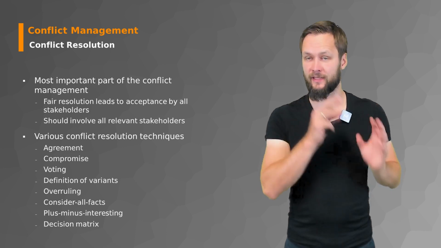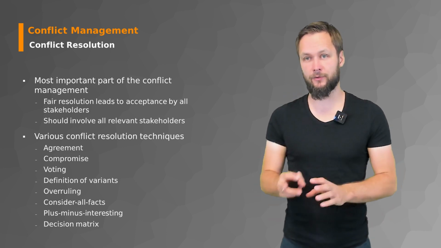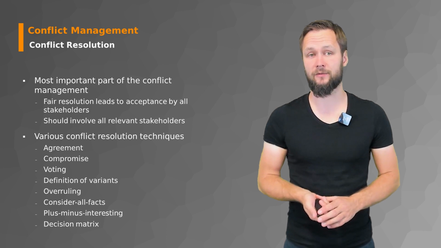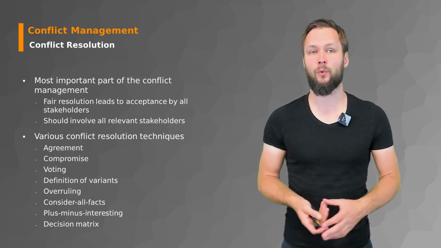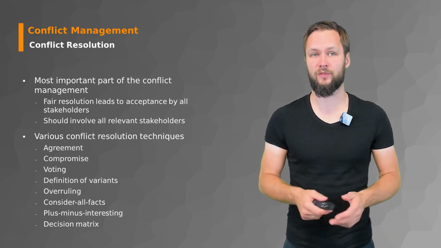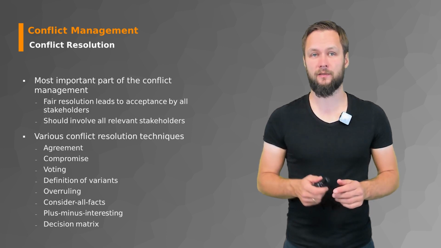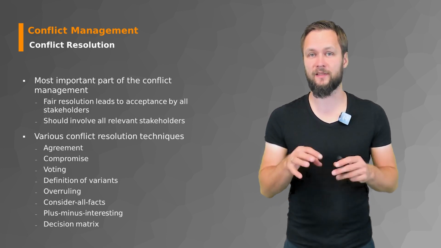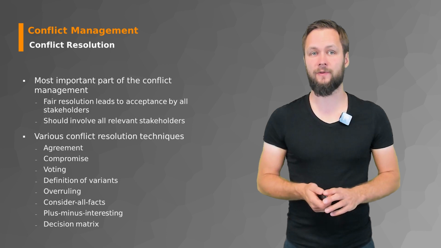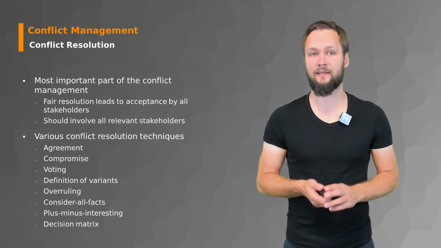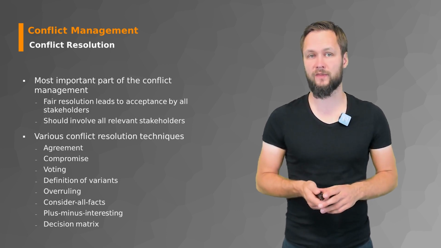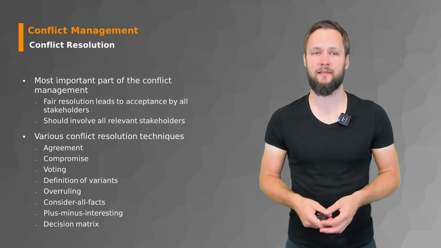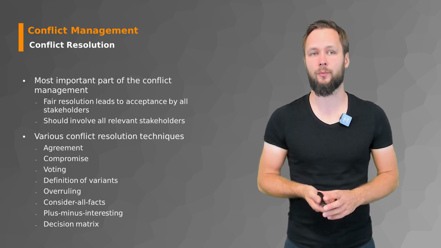Now that you identify the conflict, analyze it, and try to understand it to the best of your abilities, it's time to resolve the conflict. How can we resolve them? The most important part of conflict management is this resolving. Try to find a fair solution that is accepted by all involved stakeholders. As I said, keep them happy. If they are not happy, they will refrain from cooperation.